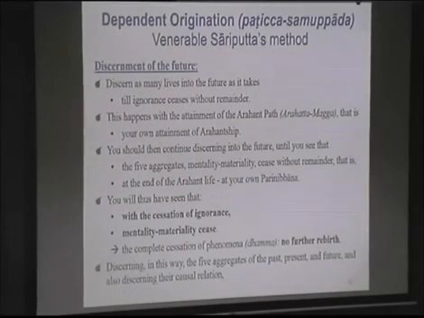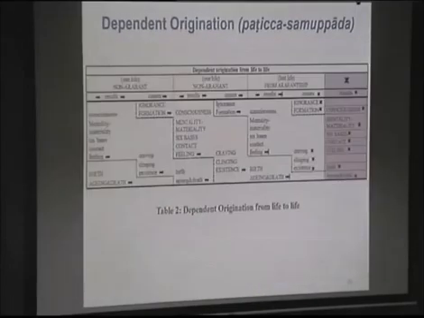Discern in this way the five aggregates of the past, present, and future, and also discern their causal relations. So this is for your Arahant. These are cause and effect, cause and effect, cause and effect, the twelve factors. After that, you become an Arahant, no existence again.